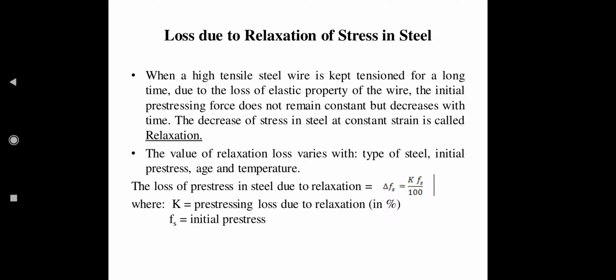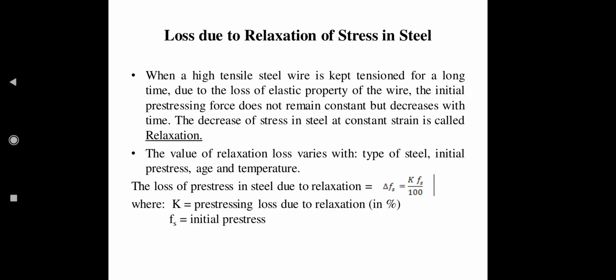So here the relaxation of steel depends upon various factors such as intensity of stress, distribution of stress and type of steel employed. If the intensity of stress or intensity of loading is more, then relaxation of steel will be more. If the duration of stresses is more, then relaxation of steel will be more. If good quality steel is used, then relaxation of steel is less. With moderate or poor quality steel, the relaxation of steel will be more. So the value of relaxation loss varies with type of steel, initial pre-stress, age and temperature.